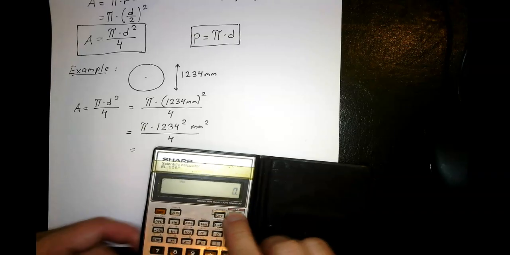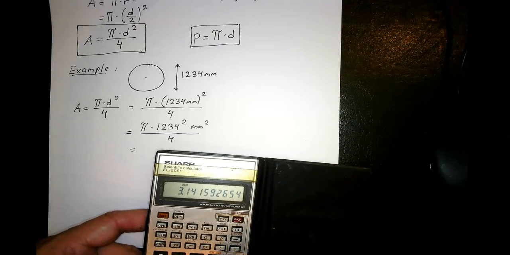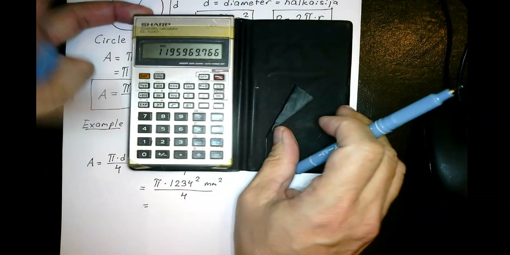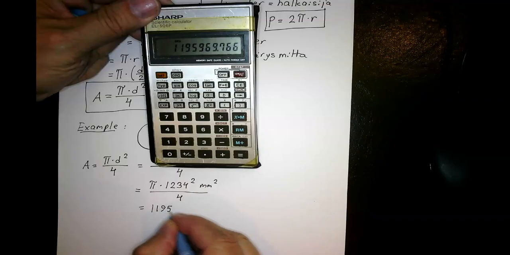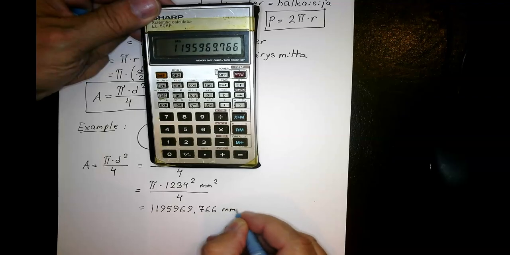I haven't used this calculator so much. These buttons are not working so well. Squared divided by 4. And we get this kind of result: 1,195,969.766 square millimeters.